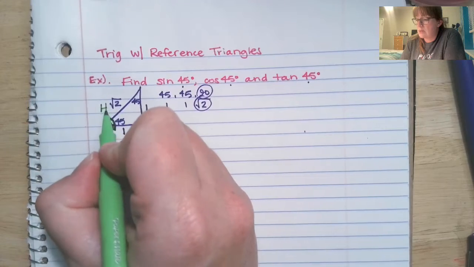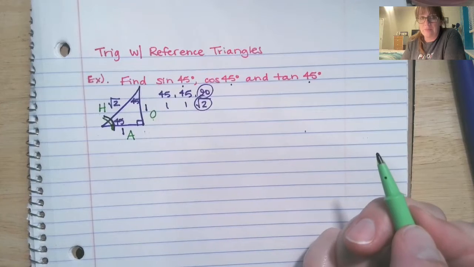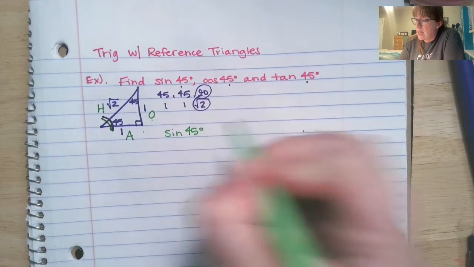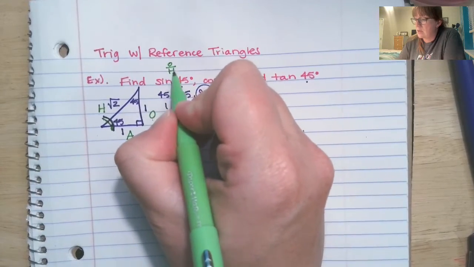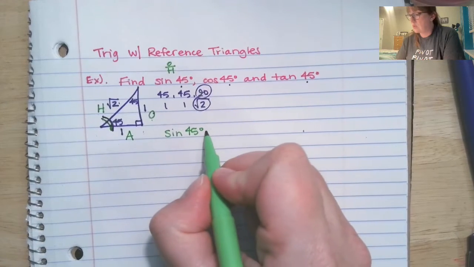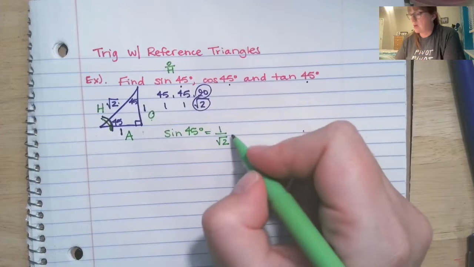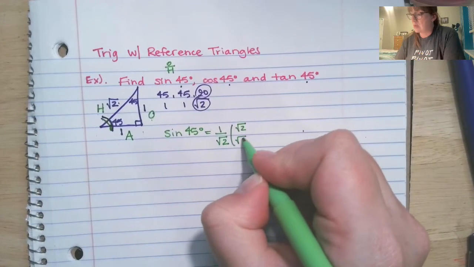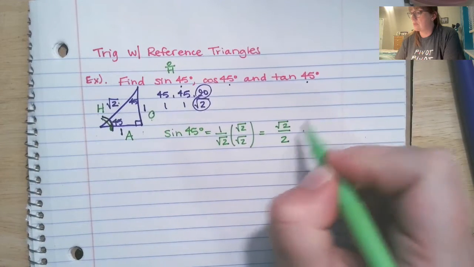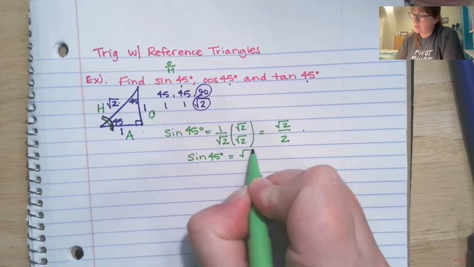We know hypotenuse never changes. This one is going to be adjacent. This one is going to be opposite. So we need to find sine of 45, and remember that sine is opposite over hypotenuse, SOH. So that's 1 over square root of 2, but we can't have a square root in the denominator. So we multiply top and bottom by square root of 2 and get square root of 2 over 2. So sine 45 equals root 2 over 2.